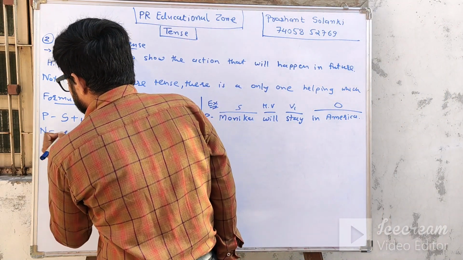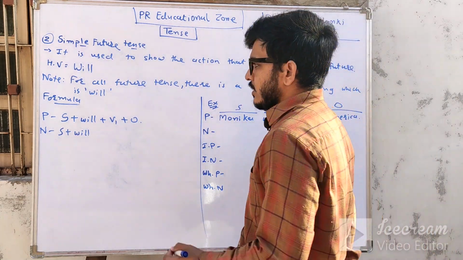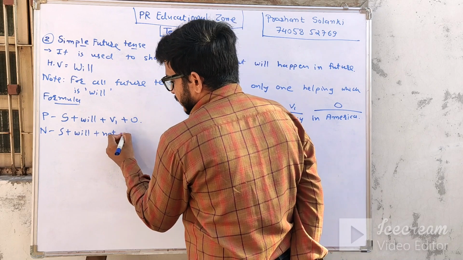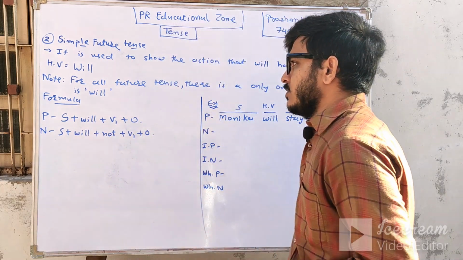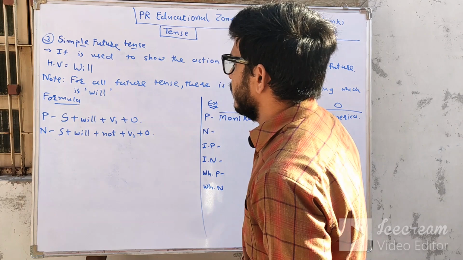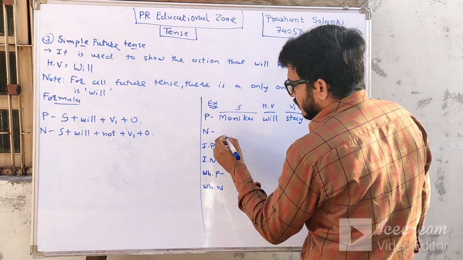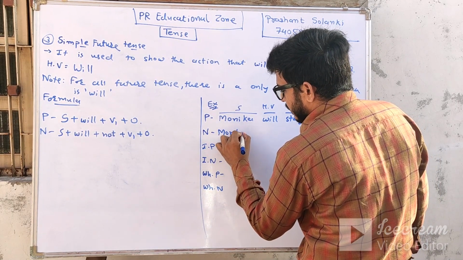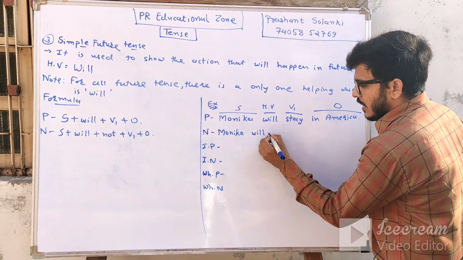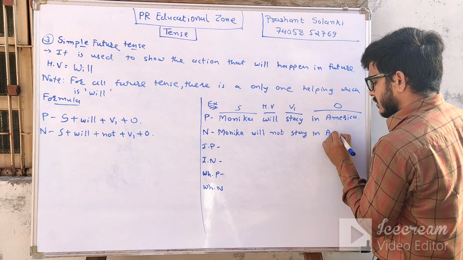Now we are going for the negative sentences. Subject, here we use a helping verb, and then we will use not after the helping verb, and verb 1 plus object. In the example the subject is Monica, so Monica, and after that will, like in the formula, and after that not, the verb is stay and the object is in America.